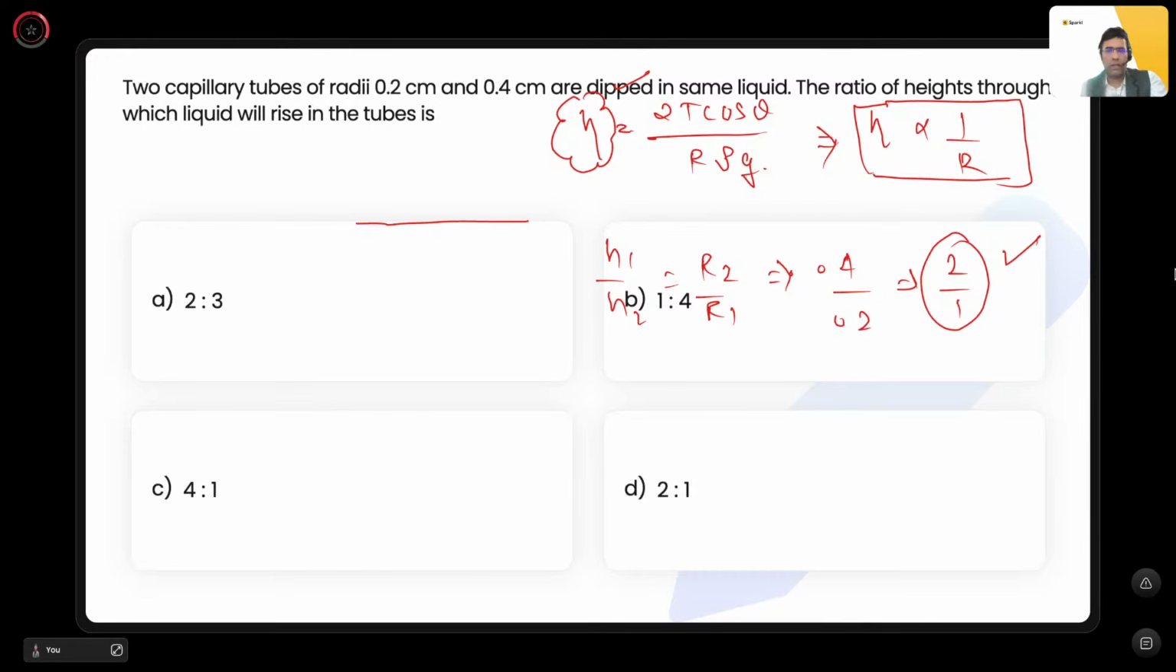बाकी surface tension से directly proportional है, variation with the angle and everything. So just practice the questions on height of capillary. Next question.